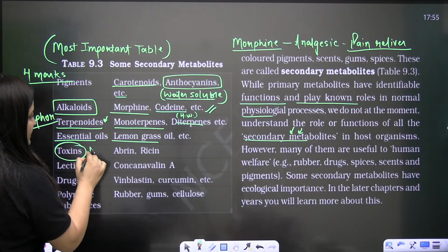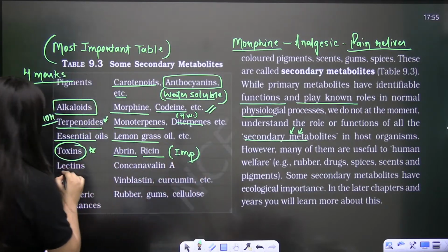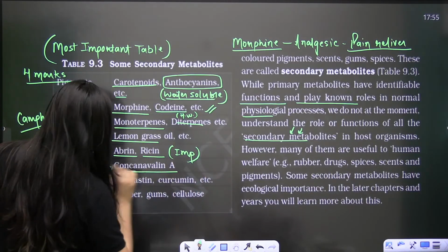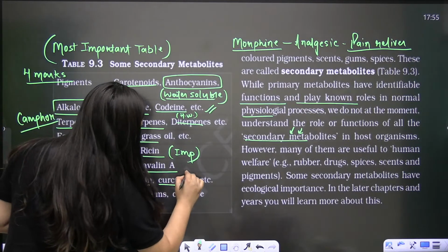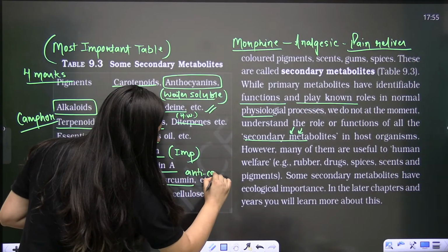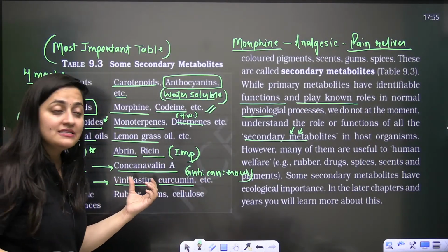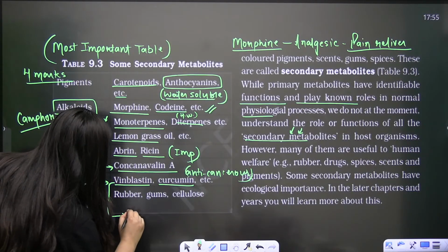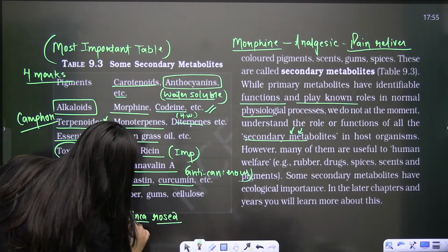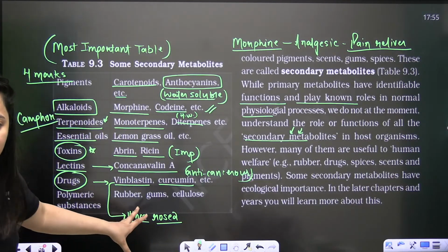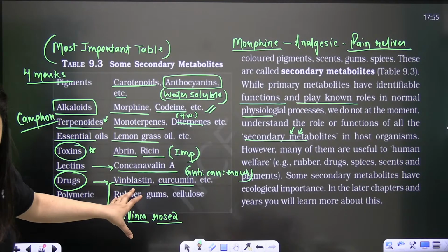When it comes to toxins, heparin and ricin, important, right? Then lectins, concanavalin A. Then drugs, vinblastine and curcumin. They are anti-cancerous drugs. Vinblastine is obtained from your sadabahar. It is obtained from Vinca rosea, also known as Catharanthus rosea, family Apocynaceae. You all have seen this.